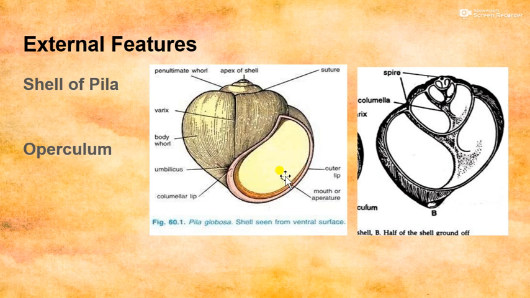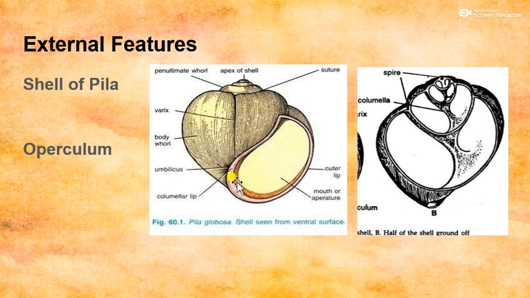When viewed from the ventral side, with the peristome facing the observer, the mouth lies to the right of the columella, and the shell is spirally clockwise. Then it is known as right-handed or dextral.